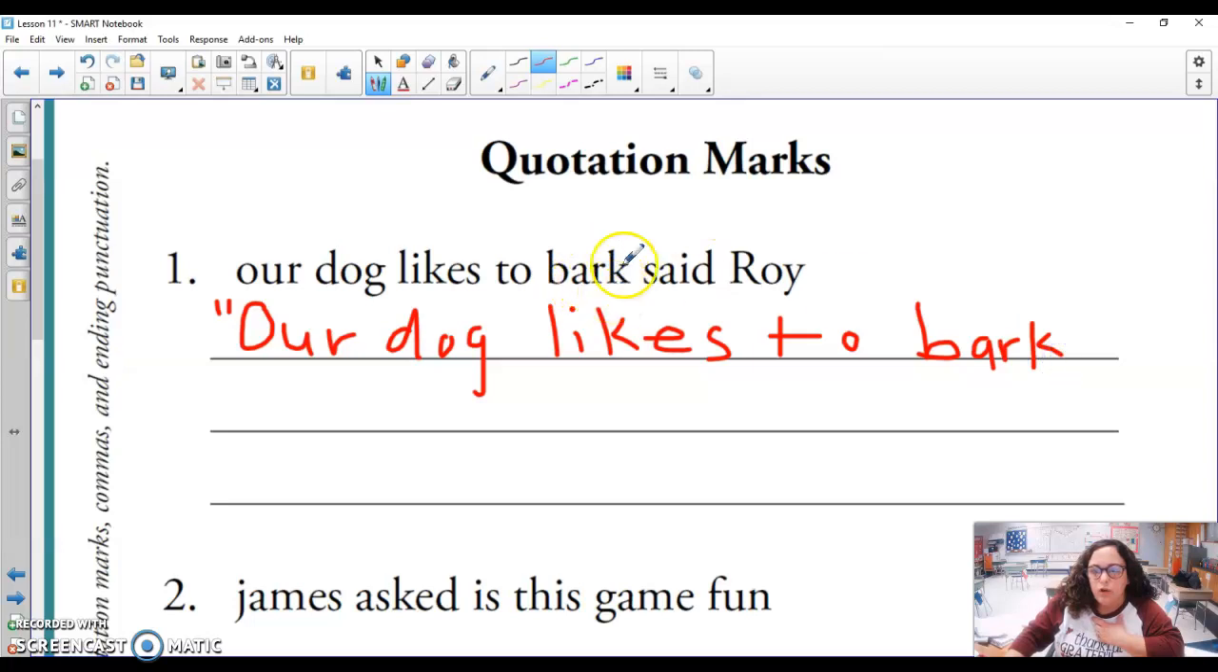And this is where Roy stops talking, so you need to put a comma at the end of the quotation marks, and then you finish writing it. Said Roy. Is this a telling sentence, an asking sentence, or an exclaiming sentence? Yes, this is a telling sentence, so you put a period. So that is how you would write it. Quotation marks, our dog likes to bark, put a comma, quotation marks, and the sentence that Roy is saying, said Roy, and a period. Make sure the R in Roy is capitalized because it is his name.